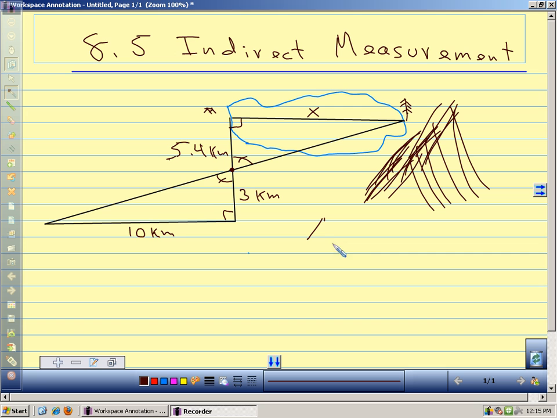So the triangles are similar by angle. That means their sides are proportional. So we can set up a proportion between the sides. I'm going to compare x over 10, this side to this side, equals 5.4 over 3.